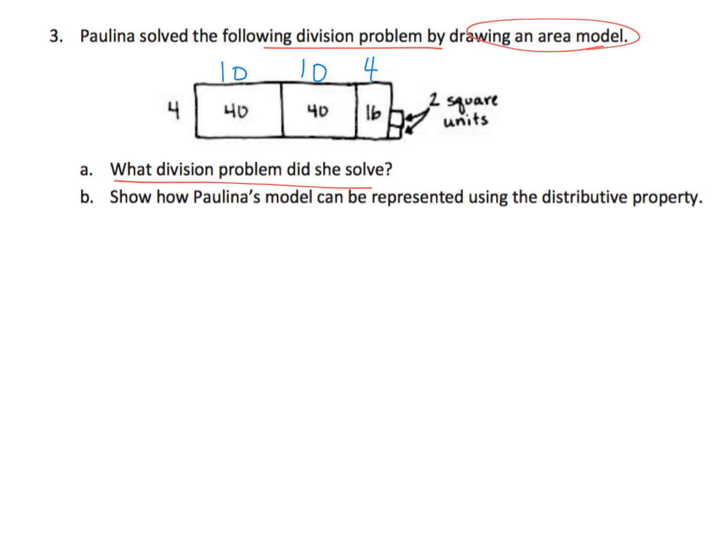The real question they're asking is, well, what did she solve? What was the original division problem? Well, the original division problem is 40 plus 40 plus 16, plus 2. So 40 plus 40 is 80, plus 16 is 96, plus 2 more is 98, and then she divided by 4. Now it just so happens we know that the answer happens to be 24 remainder 2. How do we know that? Well, because here's the 24 and here's the remainder 2.